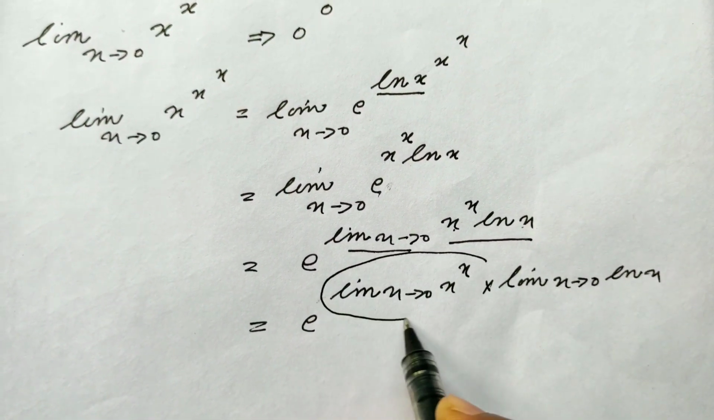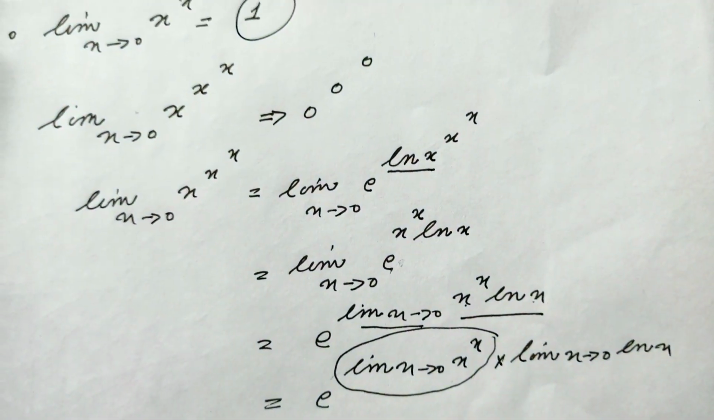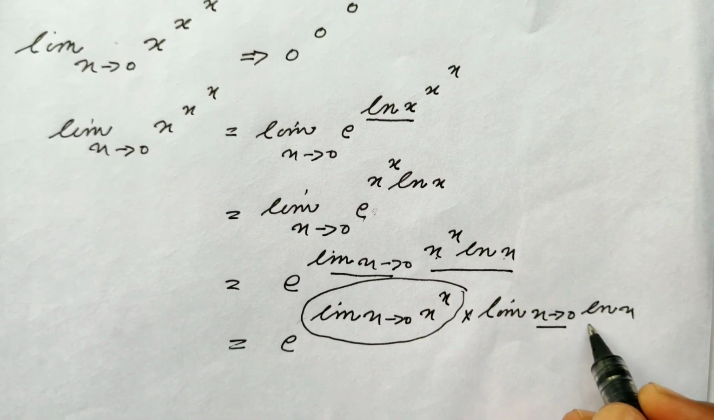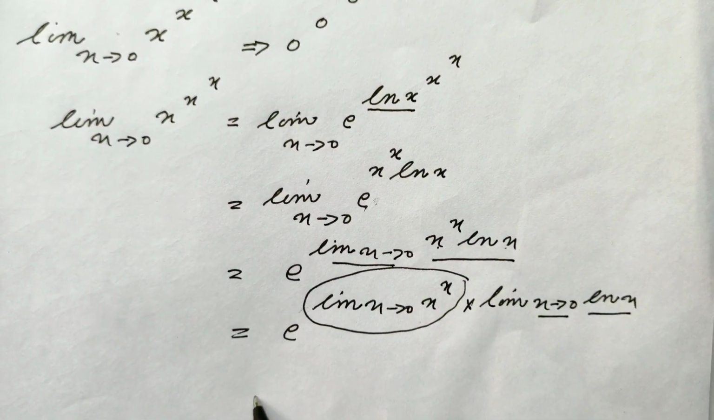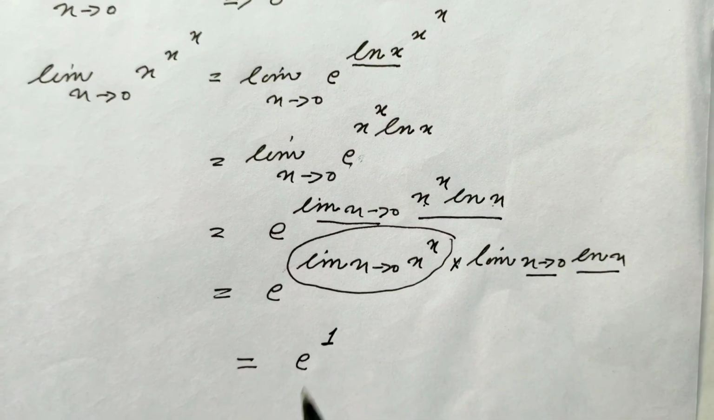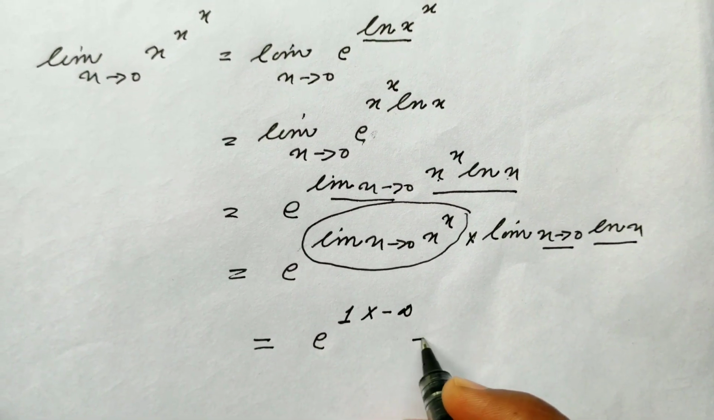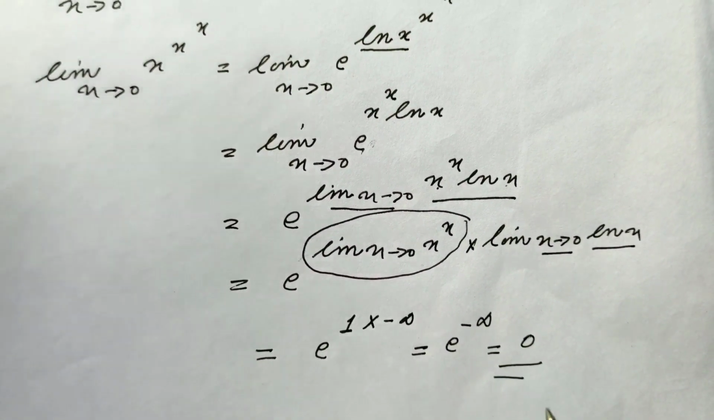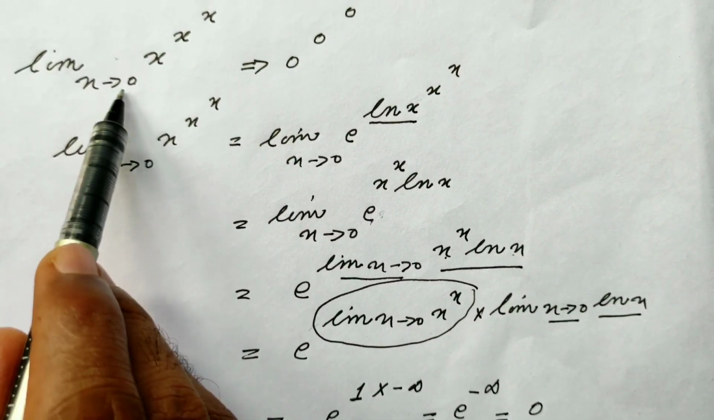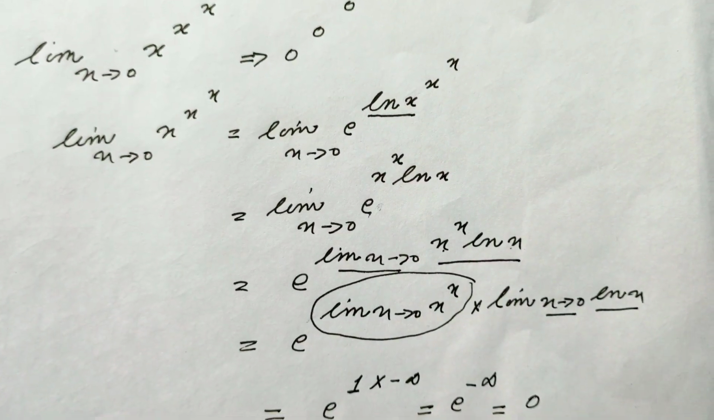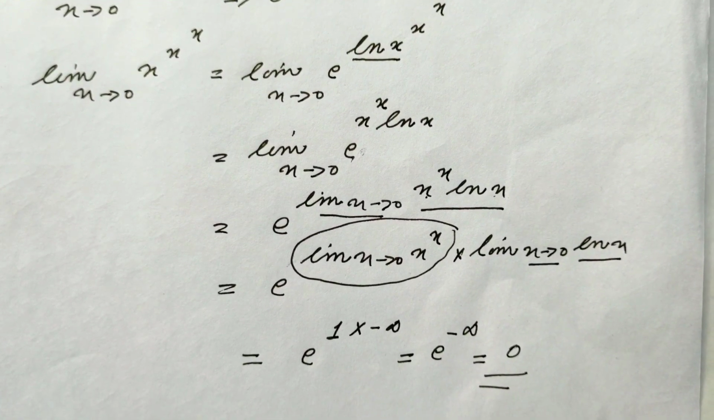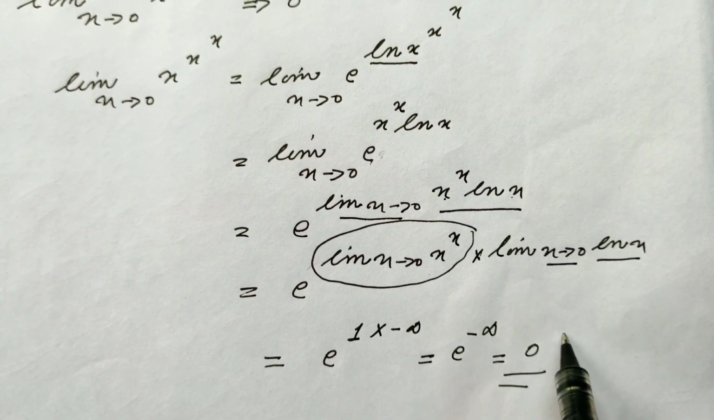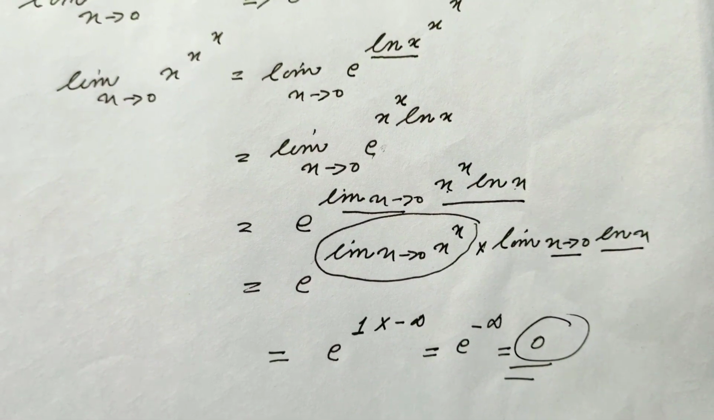We know limit x tends to 0 x raised to x is 1, and when x tends to 0, we know ln of 0 is minus infinity, therefore it is in the form e raised to 1 into minus infinity, which is equal to e raised to minus infinity. We know e raised to minus infinity is 0. Therefore the final answer for the question limit x tends to 0 x power x power x is 0, and this question was asked in JEE Advanced previous years, and it is an important question. You have to be thorough with this type of questions.